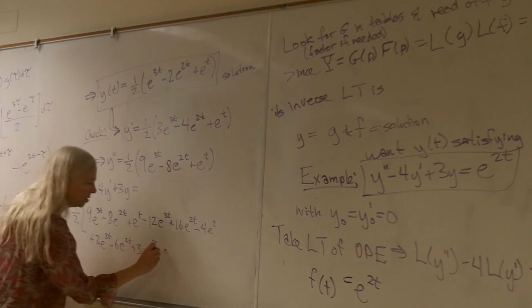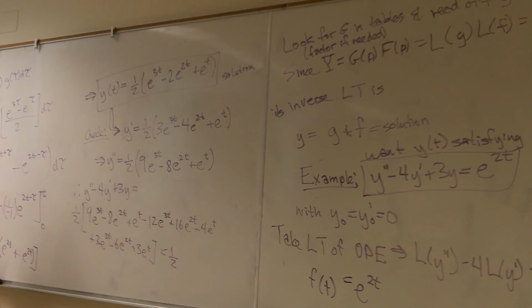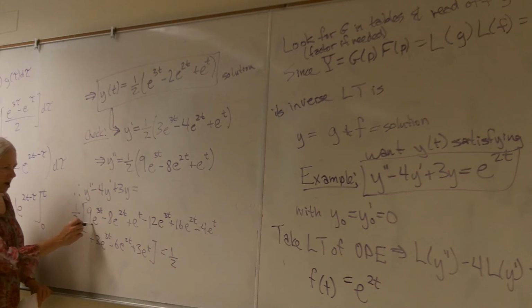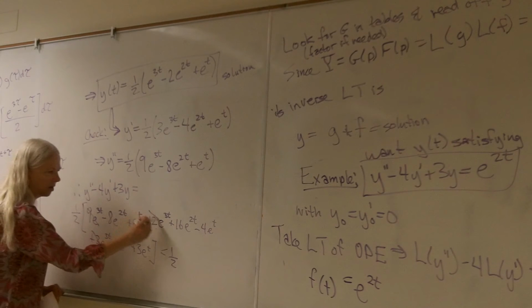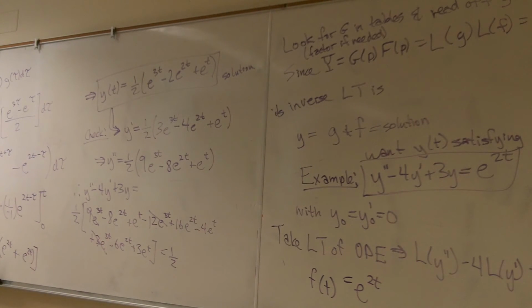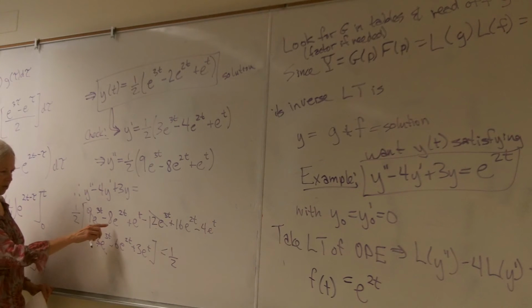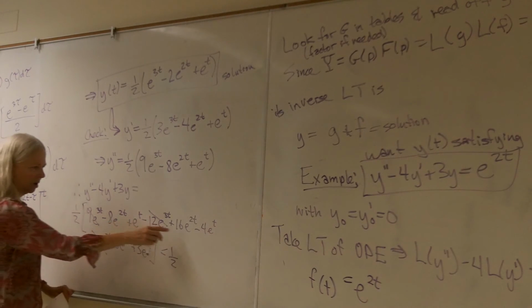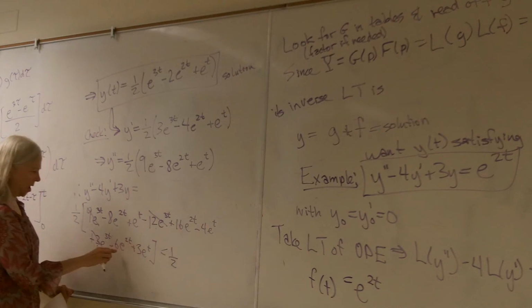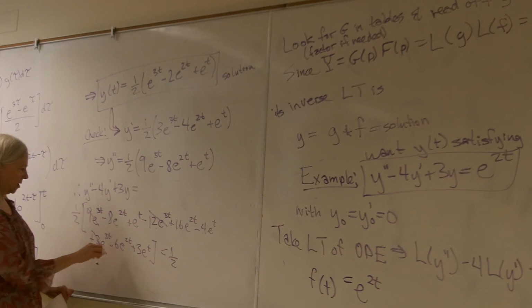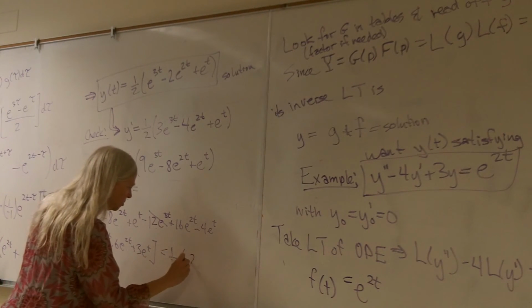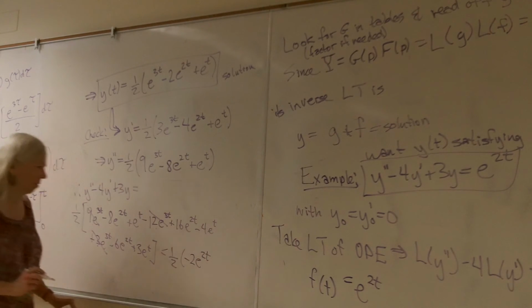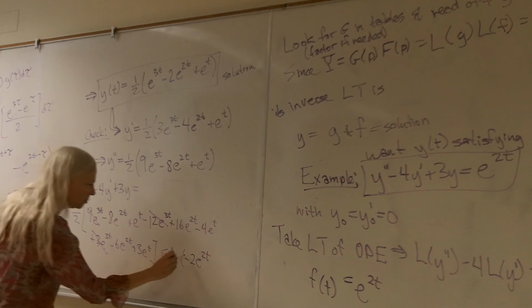Okay, so let's combine terms here. We've got the 1/2 out in front. Let's look for the e to the 3t terms first. So there's a 9 minus 12 is minus 3 plus 3 is 0. So in other words, those all cancel. The e to the 2t terms, we've got a coefficient of minus 8 there, and plus 16, and minus 6. So that gives us a plus 2 e to the 2t.